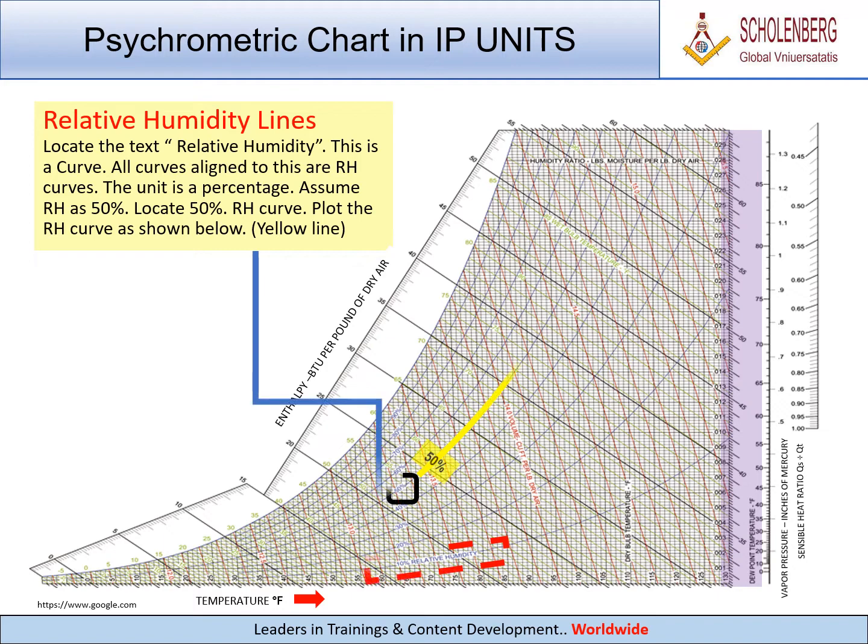Relative humidity lines. Locate the text relative humidity. This is a curve. All curves aligned to this are RH curves. The unit is a percentage. Assume RH as 50%. Locate 50% RH curve. Plot the RH curve as shown below. Yellow line.